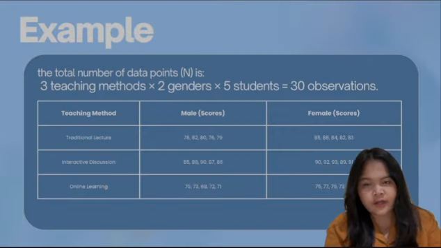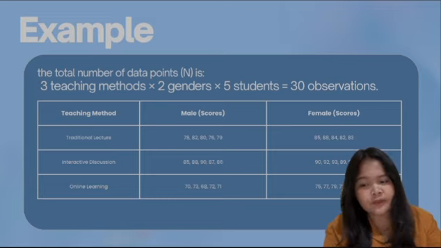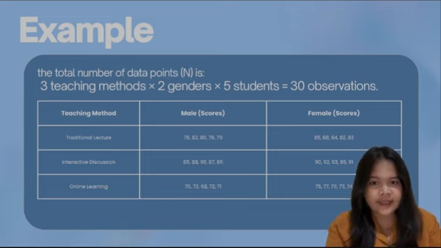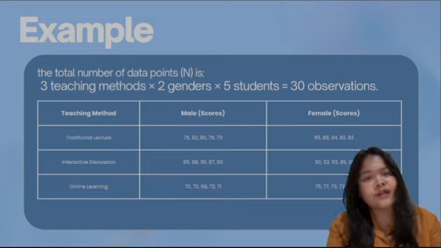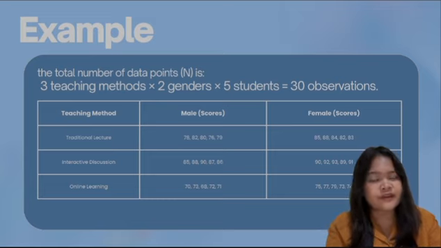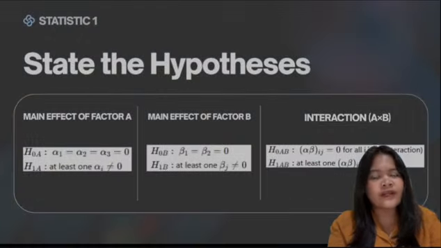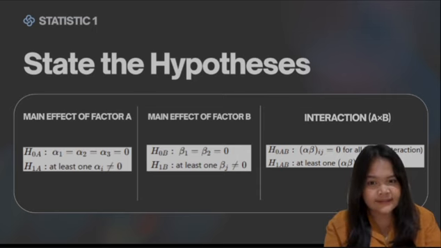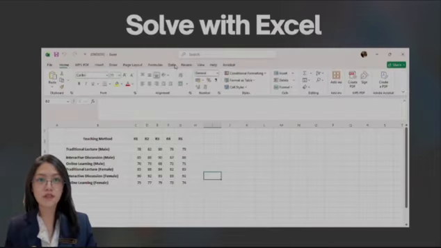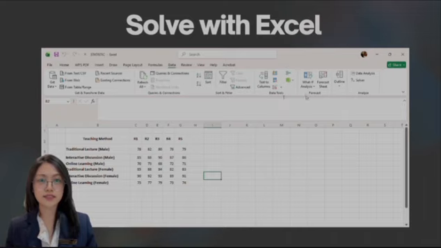Altogether, the total number of data points is 3 teaching methods multiplied by 2 genders multiplied by 5 students, equals 30 observations. And then this data will be entered into Excel for analysis. Now, let's see how to solve this example using Microsoft Excel.